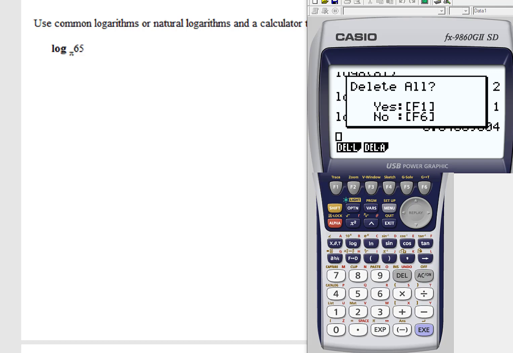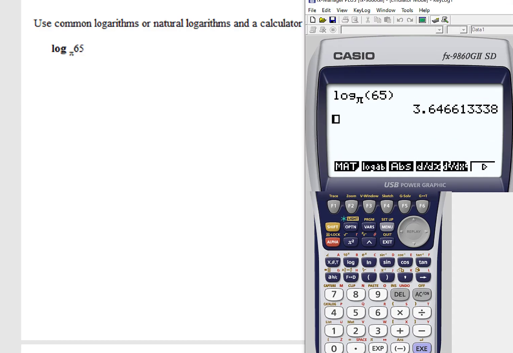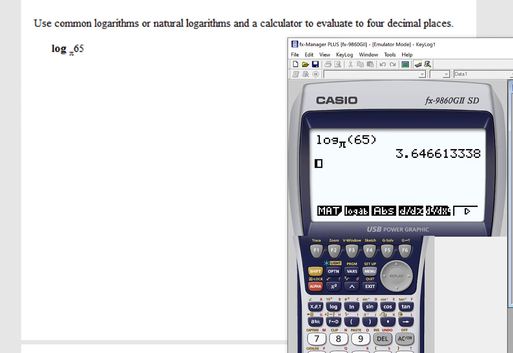So I'm going to go ahead and press Math, F4, and then F2 for log AB. And then my base is pi, so I just input that. Shift, get that pi in there. And then of 65. We get 3.646613, yada, yada, yada. It keeps going. They tell us to evaluate to 4 decimal places. So that would be 0.6466.